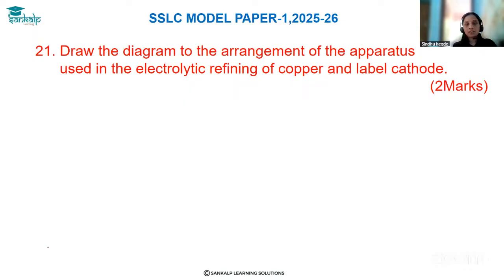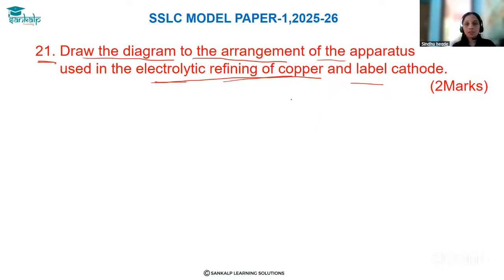Hello everyone. Let us see the 21st question. Draw the diagram of the arrangement of the apparatus used in the electrolytic refining of copper and label the cathode. Label the cathode end. This is the question. Here you have to draw the arrangement of apparatus which is used in electrolytic refining of copper and label the cathode end.